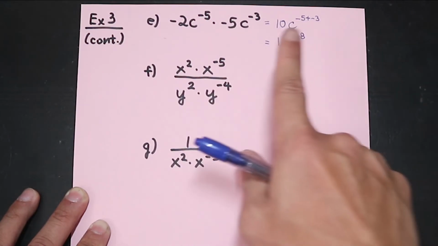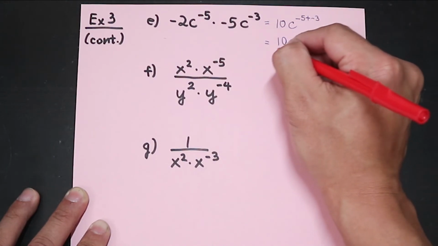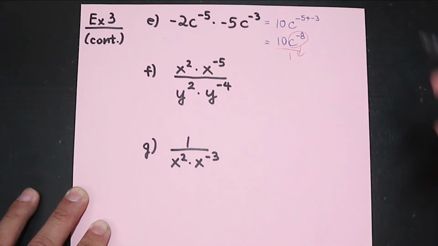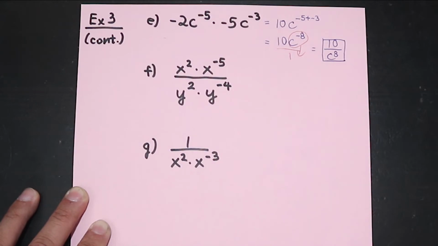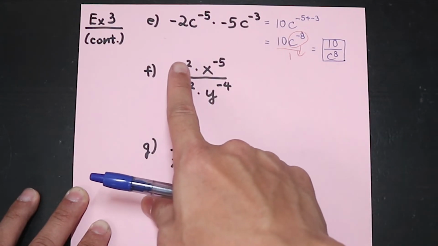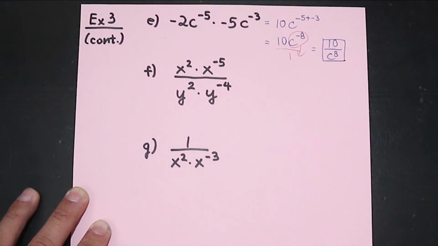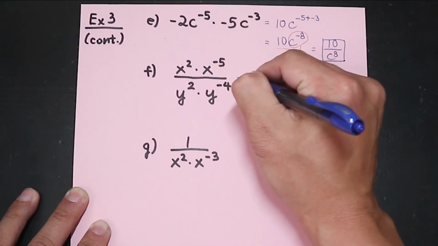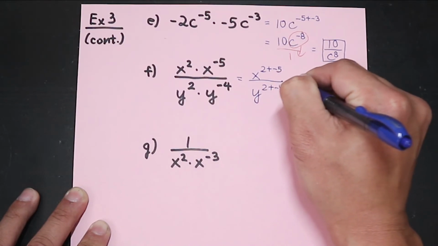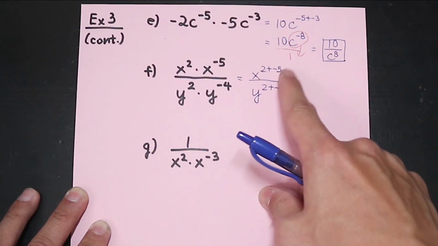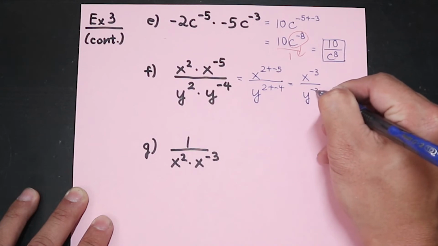But hold on, you don't leave that as your final answer because you have a negative exponent. So you make it a fraction, and then you do circle, arrow, like this. So that just becomes 10 over c to the 8th power, and that's your final answer. In part F, you have x squared times x to the negative 5th, all divided by y squared times y to the negative 4th. You're going to do the same thing. So first, add the exponents. You have x to the 2 plus negative 5 over y to the 2 plus negative 4. Let's use a calculator, and you get x to the negative 3rd over y to the negative 2nd.